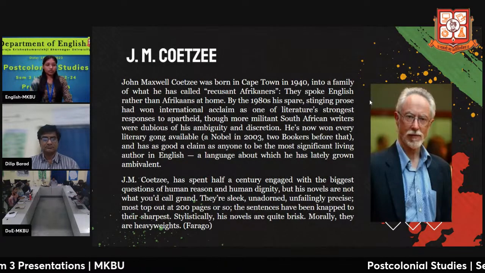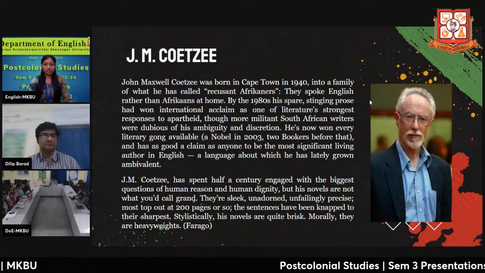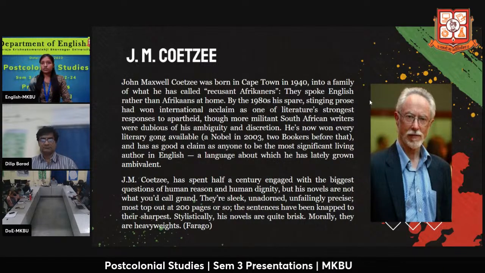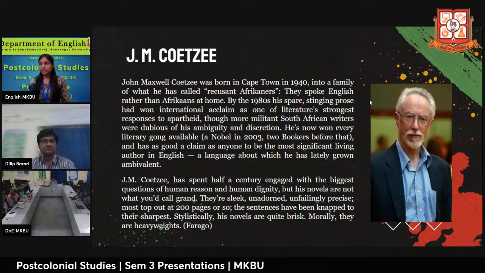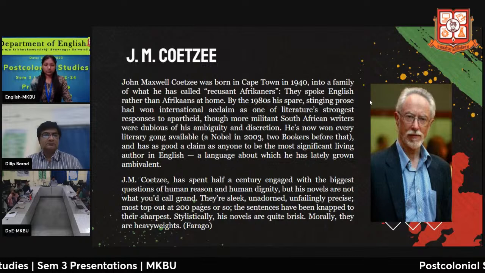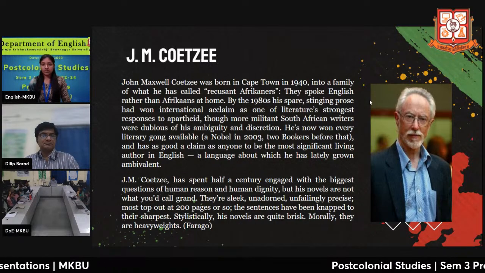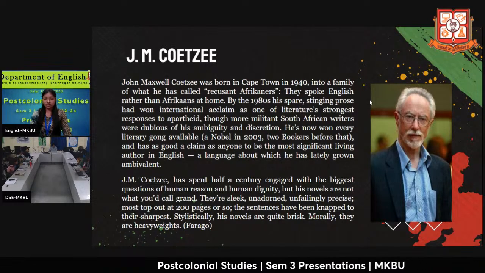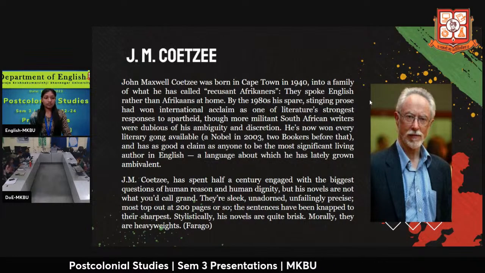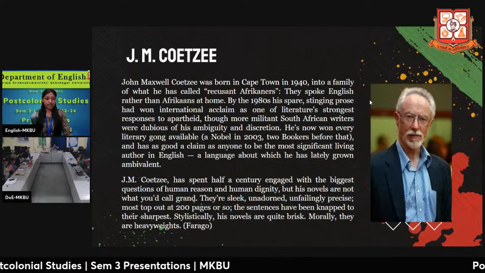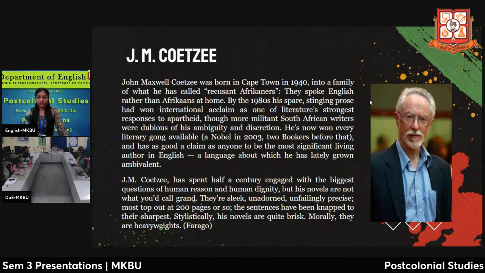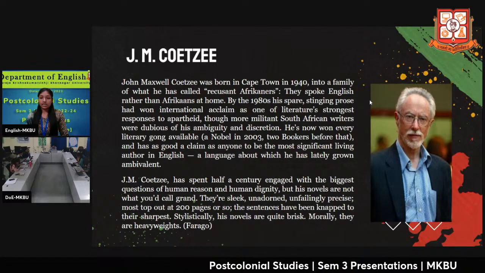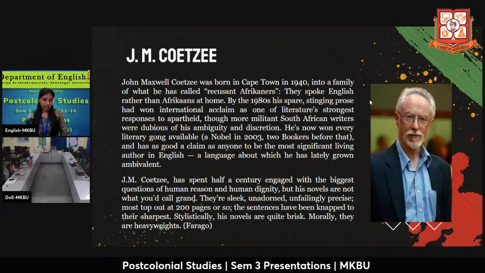This is about James Coetzee. John Maxwell Coetzee was born in Cape Town in 1940. He was an African person, but in his family the language spoken was English, and he won the Nobel Prize as well as the Booker Prize. He has as good a claim as anyone to be the most significant living author in English, a language about which he has lately grown ambivalent.